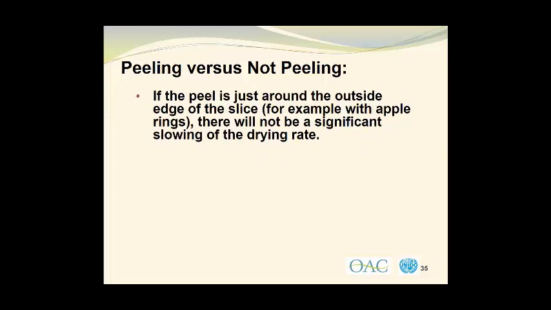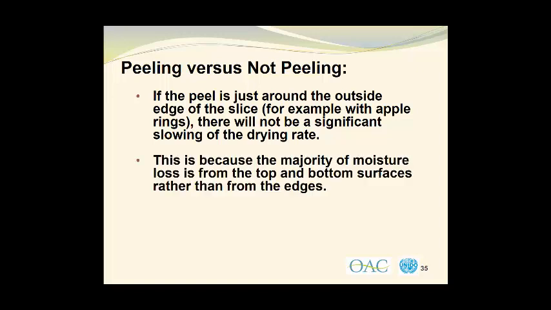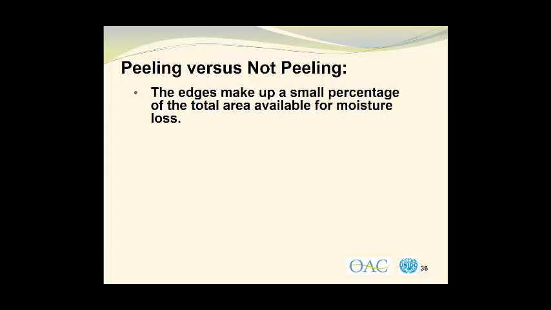If the peel is just around the outside edge of the slice, and that would be the case with an apple ring, there will not be a significant slowing of the drying rate. This is because the majority of moisture loss is going to be from the top and bottom surfaces rather than from around the edges. The edges make up a small percentage of the total area available for moisture loss.